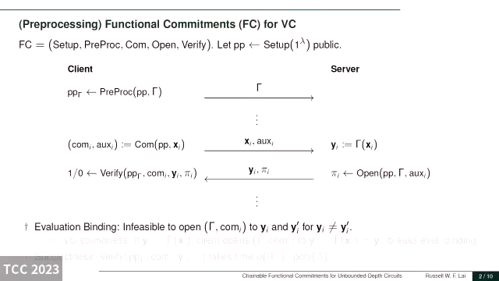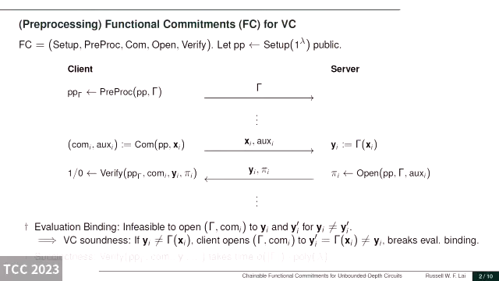Okay, so in terms of security, we want an FC scheme to satisfy a weak security notion called the evaluation binding, which says that it's infeasible to open gamma and the commitment to two different outputs, yi and yi prime. And note that this security notion is rather weak because it says nothing about whether yi and yi prime are indeed gamma of xi or not. It just says that they cannot be different.